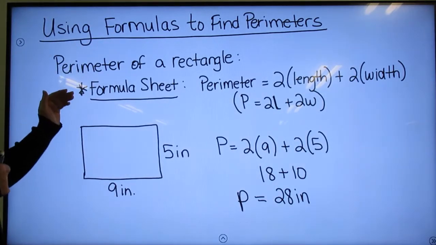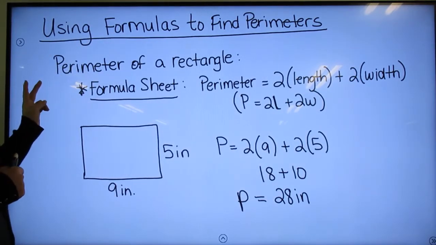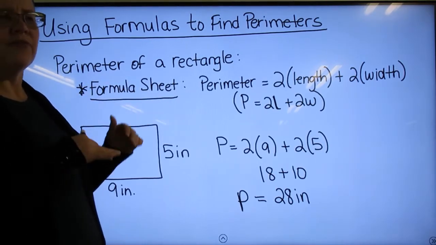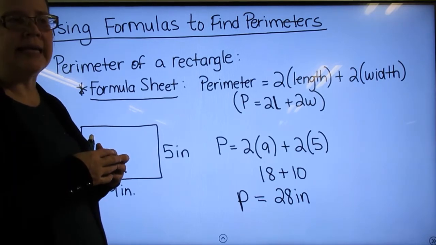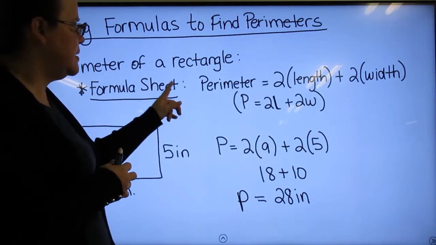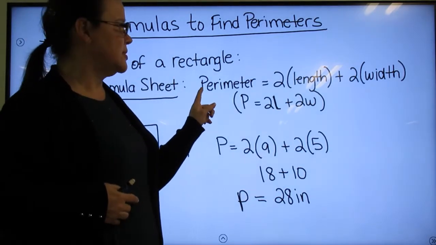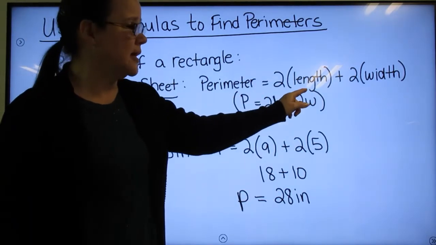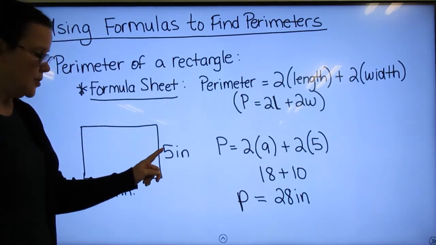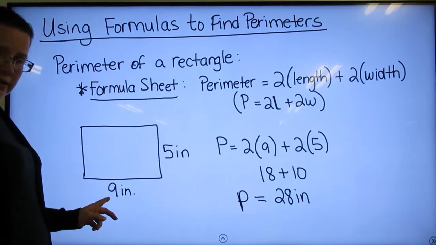So, using formulas to find perimeters. Perimeter of a rectangle. Formula sheet. We have a formula sheet that we use, and it is given to you at the test at the time. And this is the formula that they use. The perimeter equals 2 times the length plus 2 times the width. And then this rectangle has 5 inches and 9 inches.